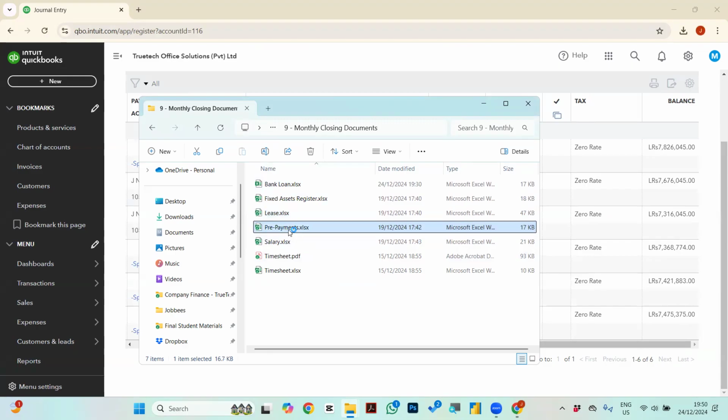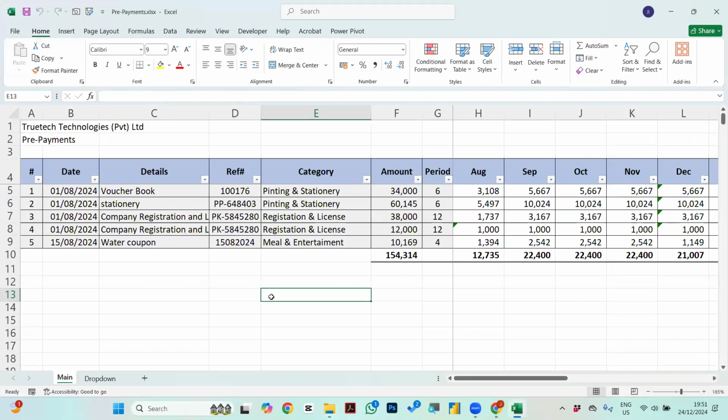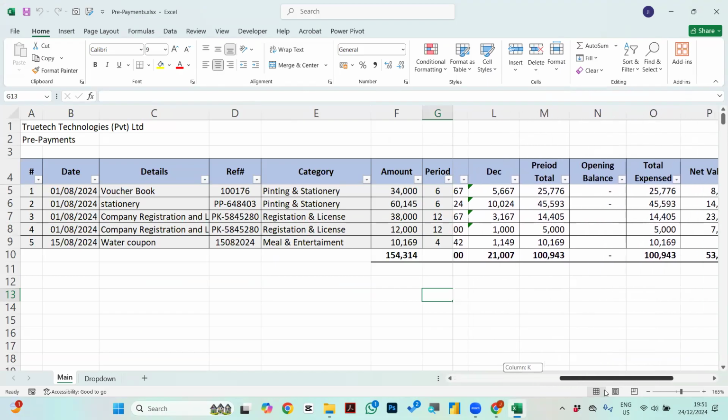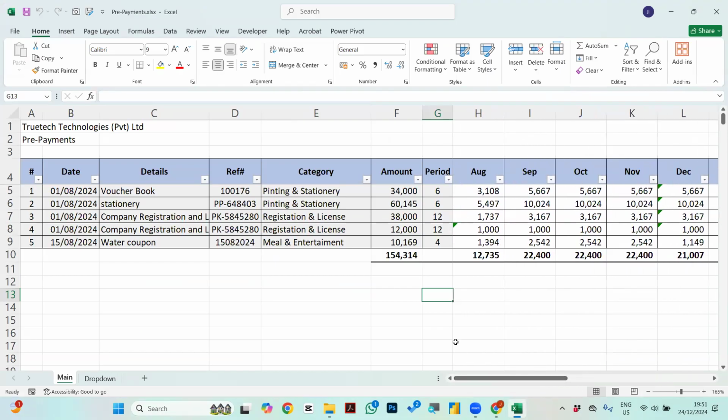Prepayments. We'll go to the prepayments next. Okay, prepayments are the payments that we make now, but we can use that particular expense or item or service for quite some next few months or next 1 year, doesn't matter. For example, we buy voucher books. This can be used for 6 months, so we spread this across the next 6 months. Stationery we buy, this particular stationery we bought, we could use for 6 months, and so we divide.